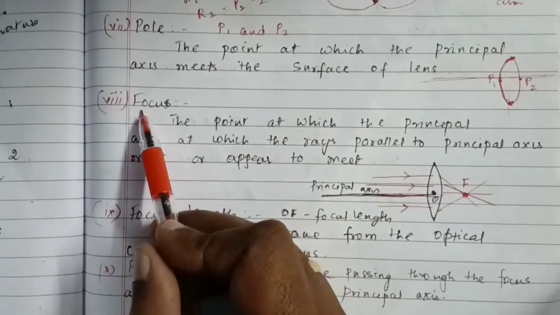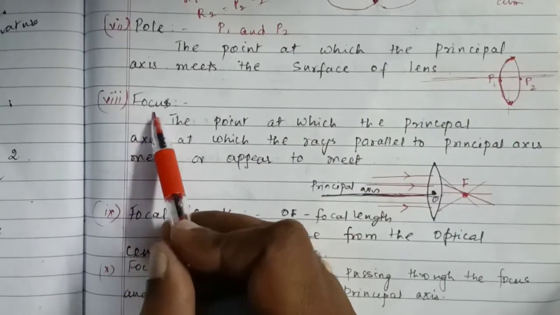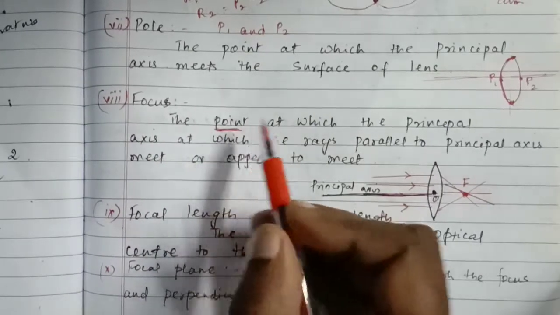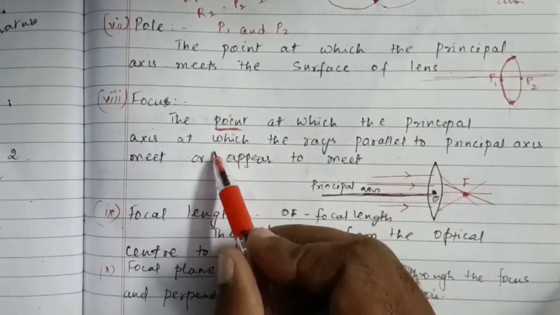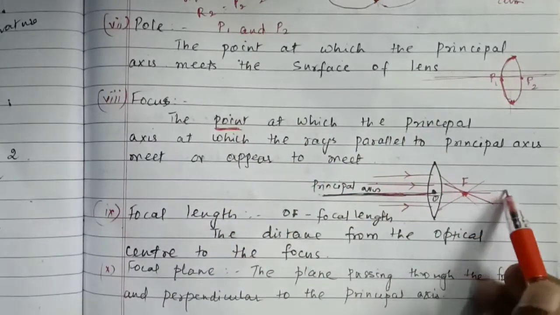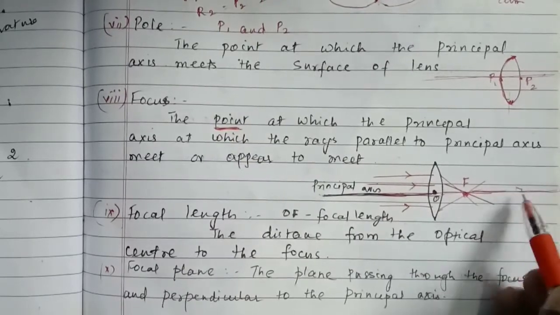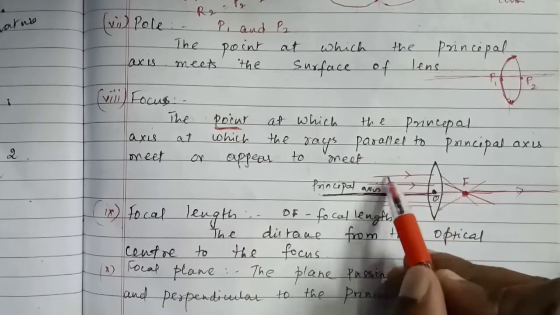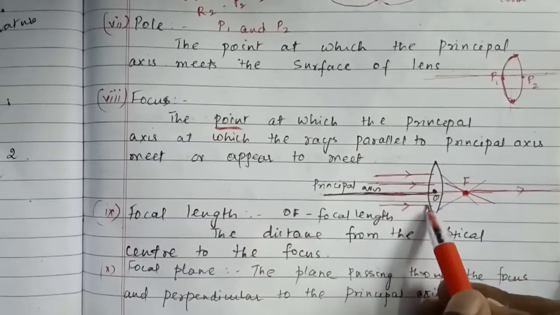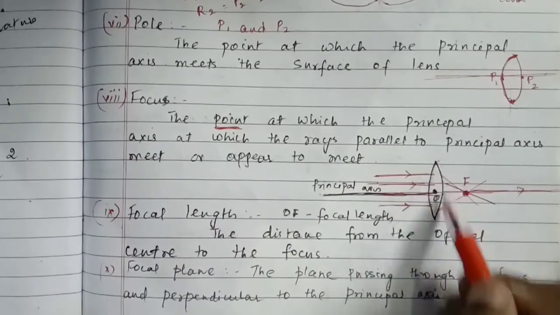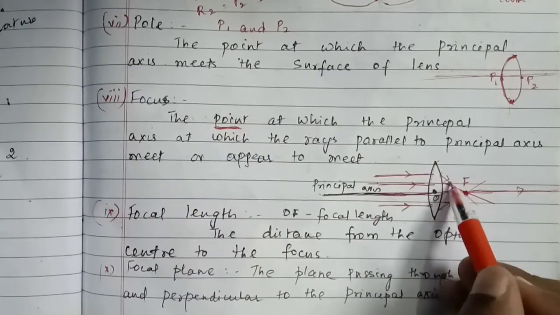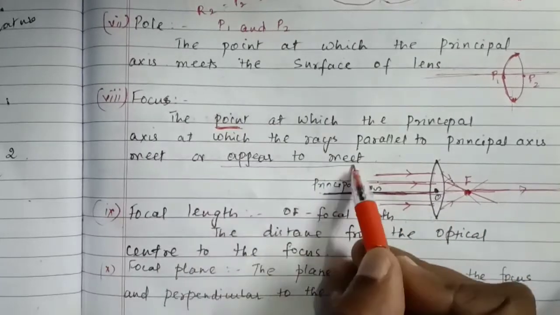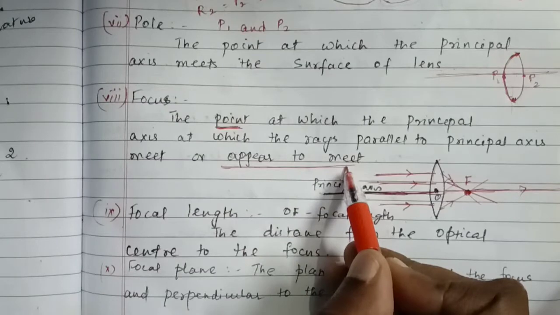Next one is focus. What is focus? Focus is a point on the principal axis. See, this is the principal axis of the lens, it goes undeviated, straight. Focus is a point on the principal axis at which the rays parallel to the principal axis, if it is a convex lens, actually meet. If it is a concave lens, they appear to meet. They will not meet, they appear to meet.